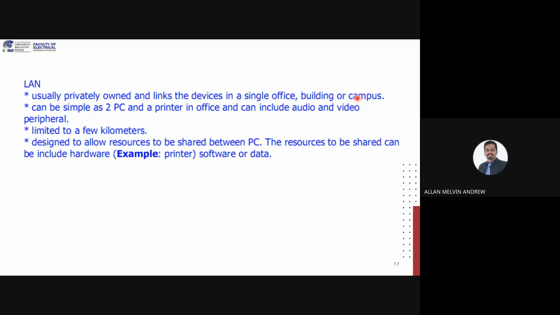So in Unimap we have DMDC to manage all the internet things. So they will set where they want to put the router. So mostly now you can get Unimap Wi-Fi. So they already fixed all the devices in the buildings.